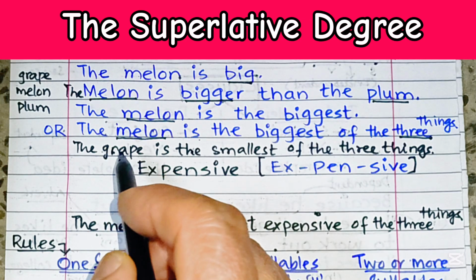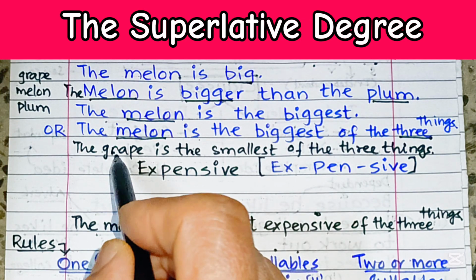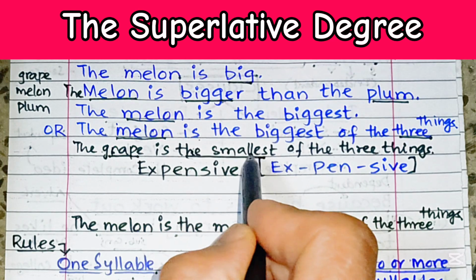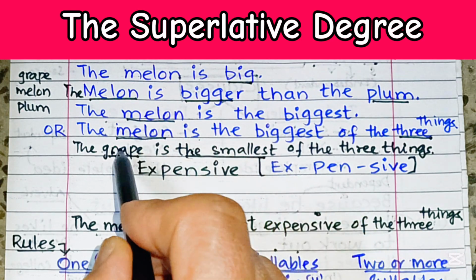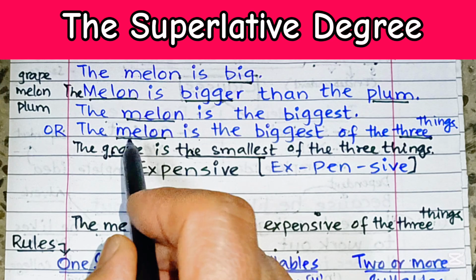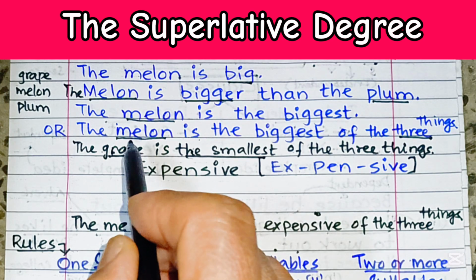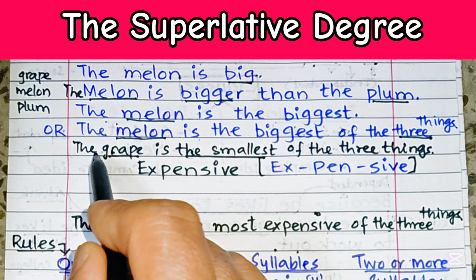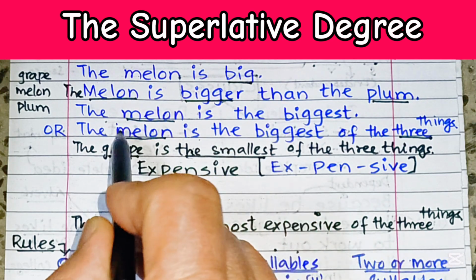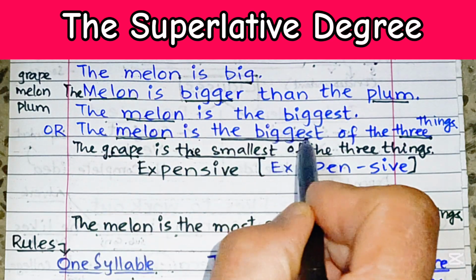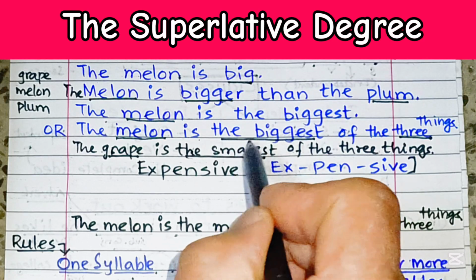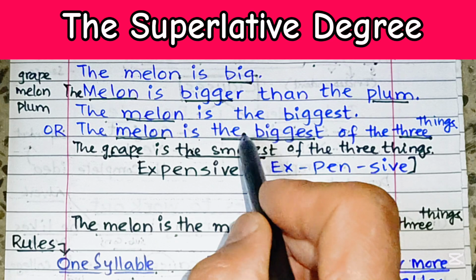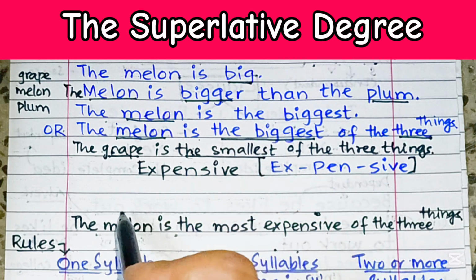Adjectives like this one, for example, the grape is the smallest. This is the adjective in the superlative degree. If we have a plum, a melon, and a grape, then the grape is the smallest, whereas the melon is the biggest. So these two are examples of superlative adjectives or superlative degrees of adjectives.